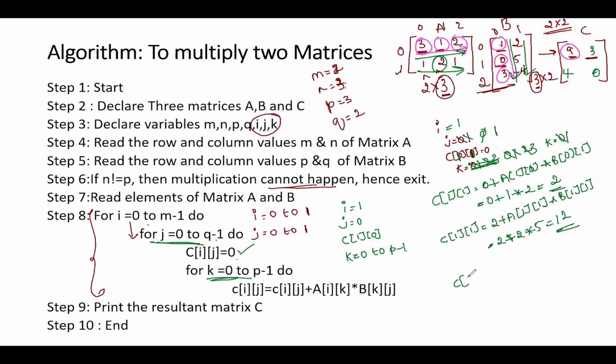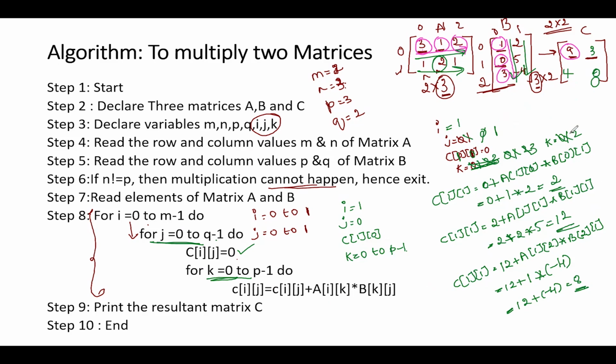Okay, and the last value, the last row and column multiplication. C of 1 comma 1 is equal to 12 plus A of 1 comma, of course we have incremented K value to 2, into B of 2 comma 1. Okay, this is nothing but 12 plus A of 1 comma 2. A of 1 comma 2 is nothing but 1 into B of 2 comma 1 is nothing but minus 4. Okay, so this is going to give us the value 12 plus minus 4, which is nothing but 8. The final value is going to be 8. So this is our resultant matrix.